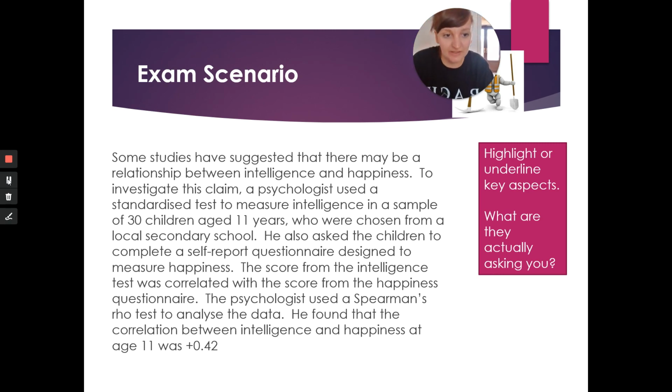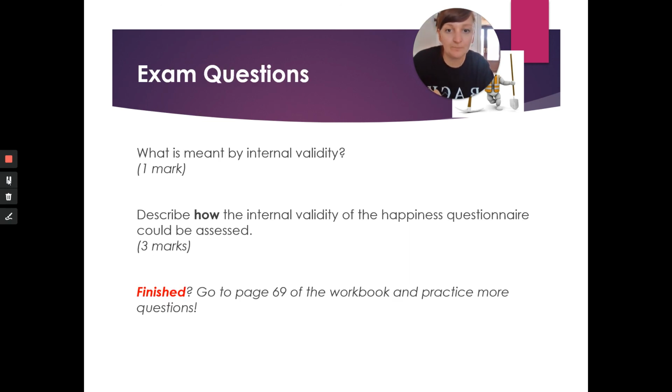So have a read of this first. Underline or highlight the key bits of the question. And then again, you've got a 4-marker. What is meant by internal validity? Describe how the internal validity of the happiness questionnaire could be assessed. So not improved, but assessed. They want a step-by-step process here, how it can be assessed.